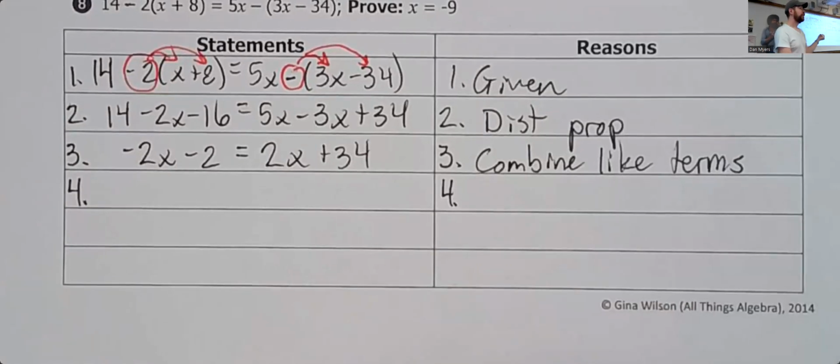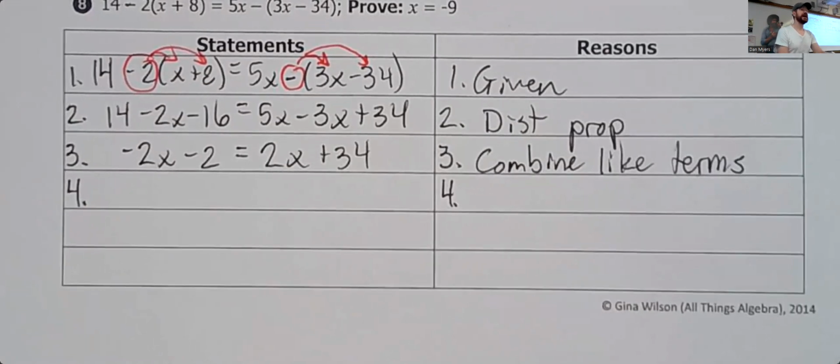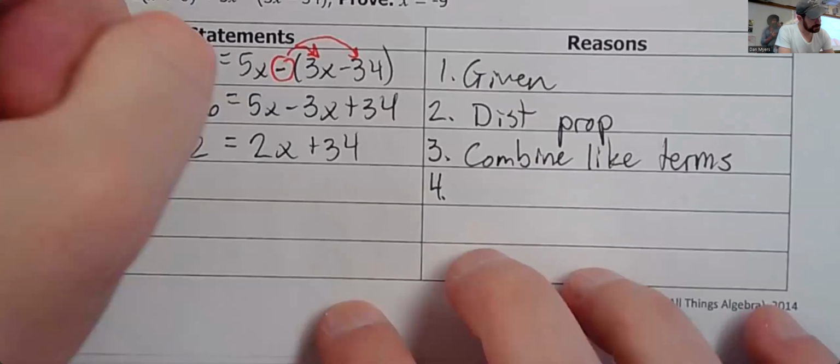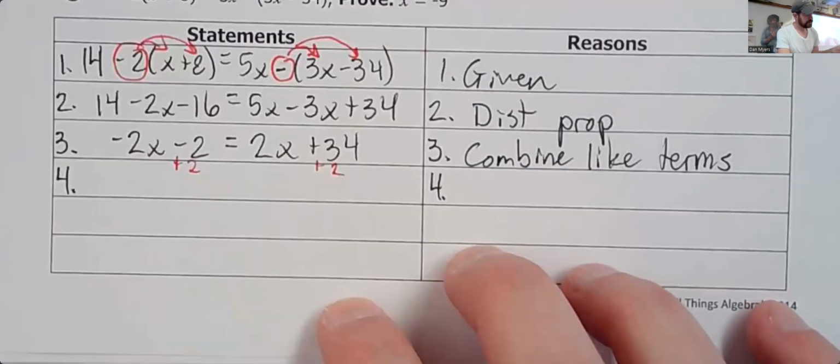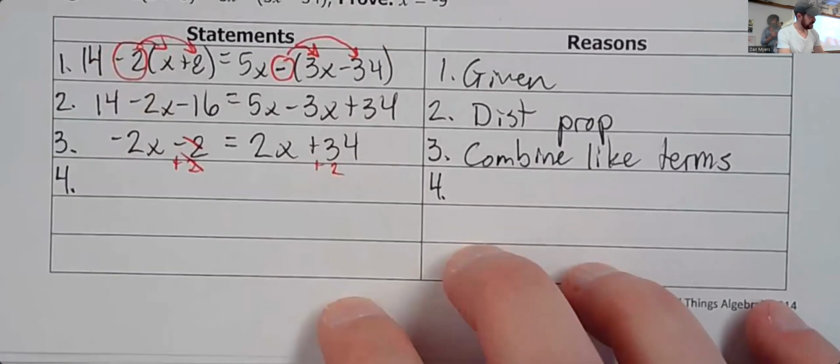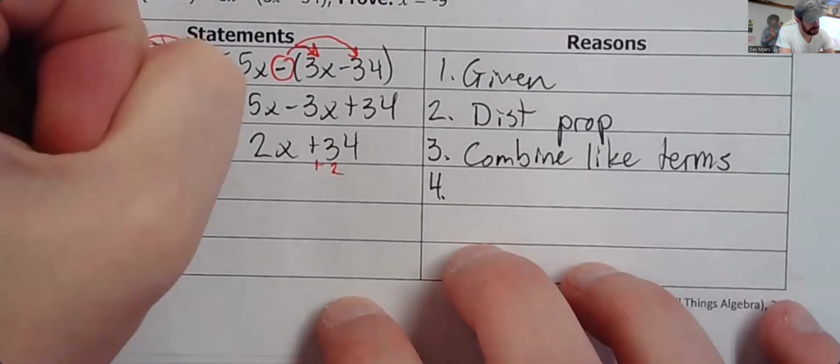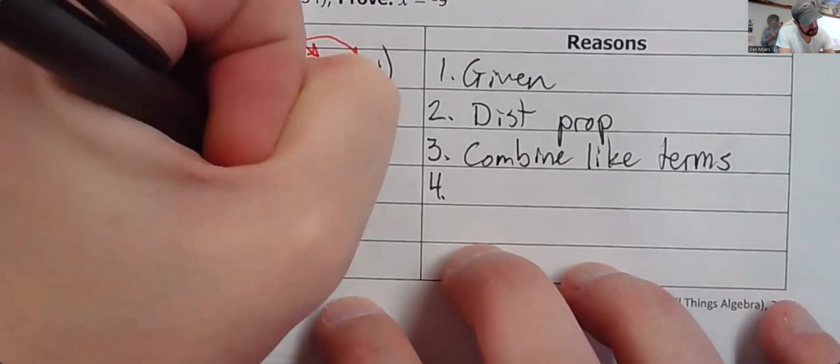All right, now that we're on statement number 4, we actually have a couple of options. We have a few options on what we could do. There isn't exactly one right thing to do next. So what is that? Addition? Okay. What do you want to add? 2. Just the 2 here? All right, let's do it. So plus 2, plus 2. Great. So we'll add 2 to both sides. And that will give us -2x equals 2x plus 36. And that was because of the addition property of equality.